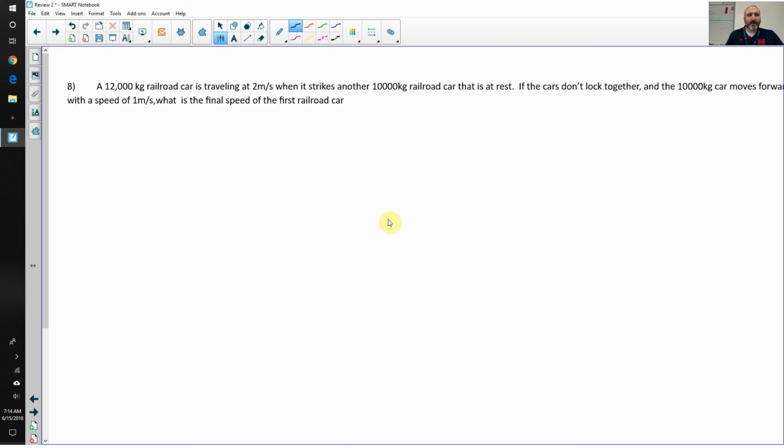Fair? Next, these are some collisions. A 12,000 kilogram railroad car is traveling, and it strikes a 10,000 kilogram car at rest. The cars don't lock together. One of the cars moves forward with a speed of 1 meter per second. What's the other car doing? So this is conservation of momentum, where m1v1 plus m2v2 equals m1v1 plus m2v2. I'm using this equation instead of the other conservation of momentum equation because we have two cars going in and they don't stick together, so we have two railroad cars coming out.